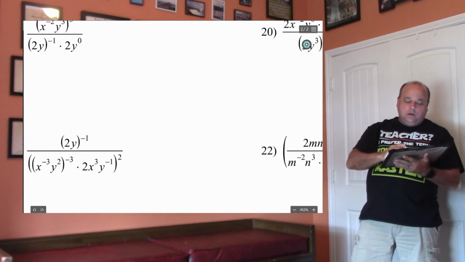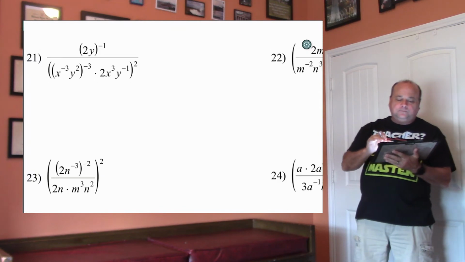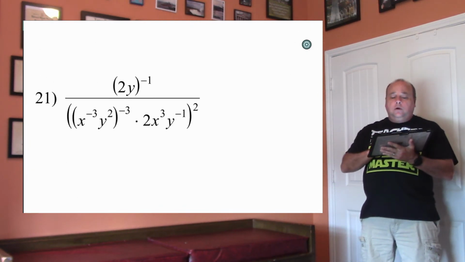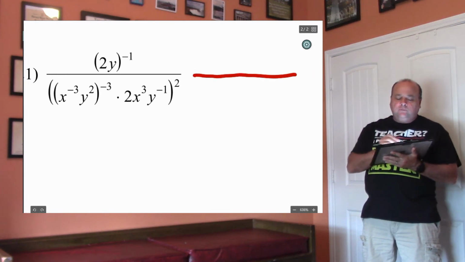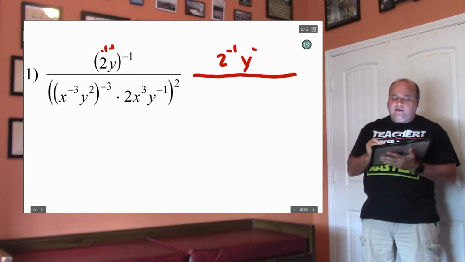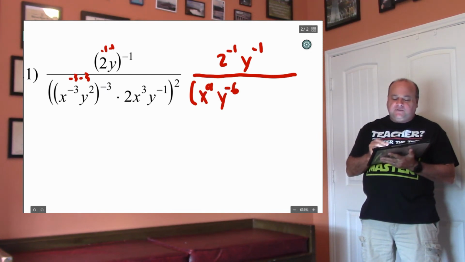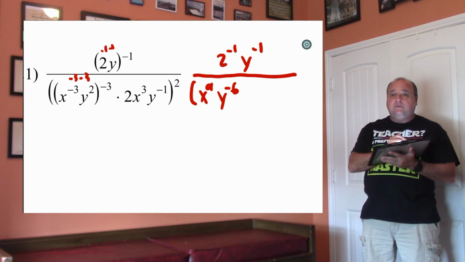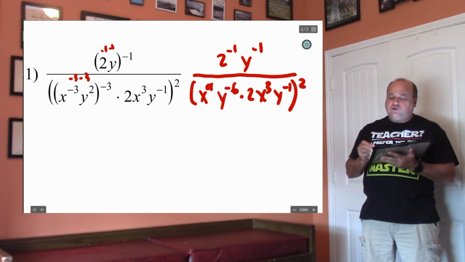Let's do this one real quick. We'll do 2 more. Okay, so let's do 21. Oh, this is fun. Oh, you gotta love exponents, okay? So draw a fraction bar, and we're going to distribute this negative exponent. So we have 2 to the negative 1, y to the negative 1. Now then on this one, I got to do this first, don't I? So I'm going to draw parentheses, x to the 9, y to the negative 6. Negative 3 times negative 3 is positive 9. Negative 3 times 2 is negative 6. And then times 2x cubed y to the negative 1, all squared.